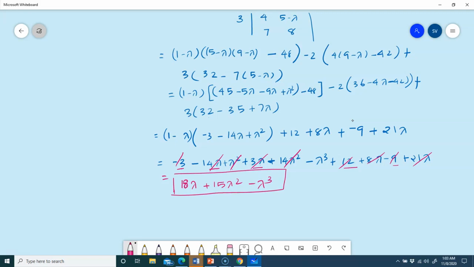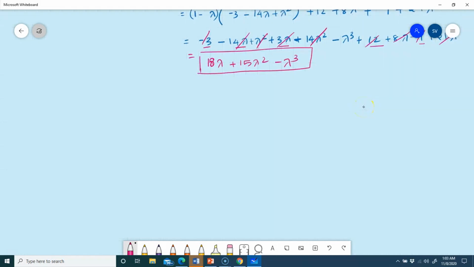Now we need to find out the characteristic equation. What is the characteristic equation? If we equate this to 0, that means determinant of A minus lambda I, which is the characteristic polynomial, equal to 0, we can call it the characteristic equation. So what is the characteristic equation of this matrix A?